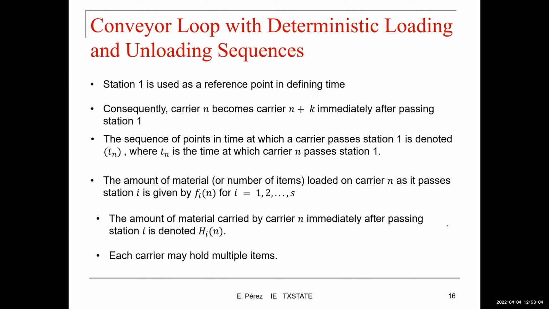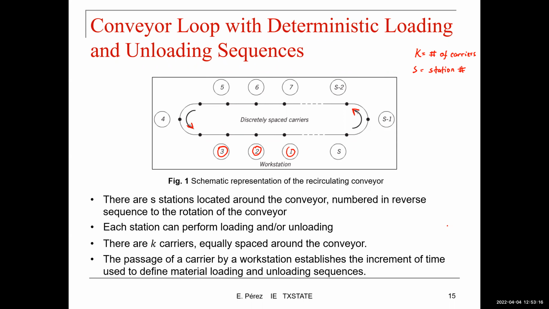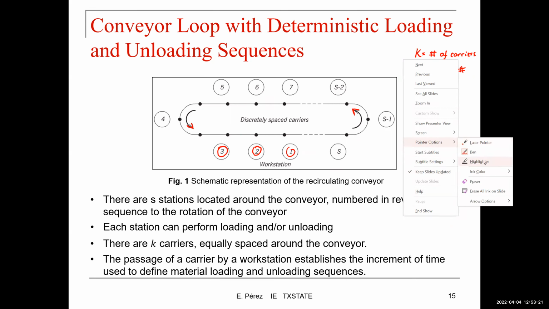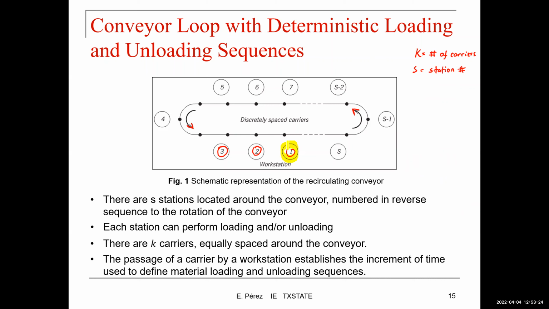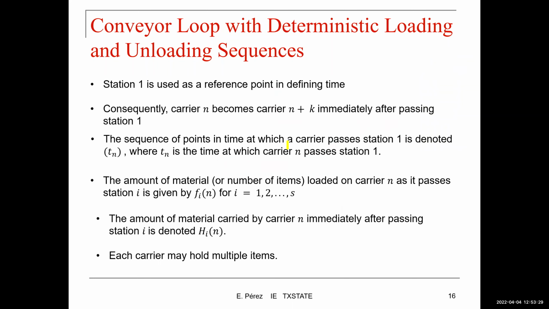So as I mentioned, we're going to use the location of one of those stations as a reference point to define the time. In our case, we're going to use station 1, which is this station right here. It could be any of them, but I chose 1 just because it's easier to remember. It's used as a reference point, and consequently, carrier N becomes carrier N plus K immediately after passing station 1.